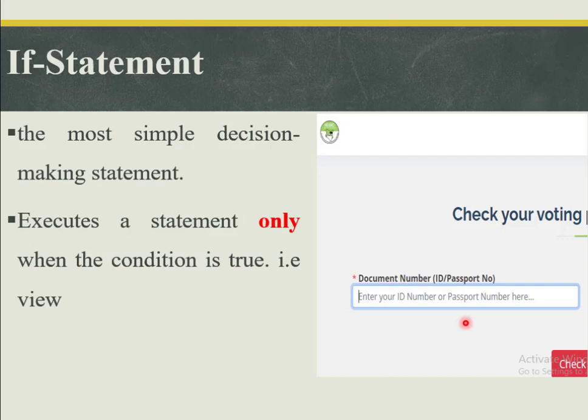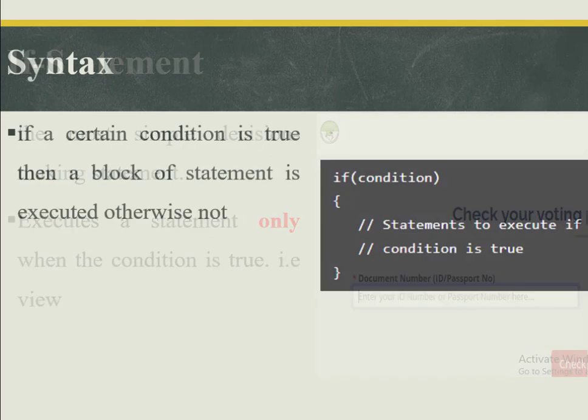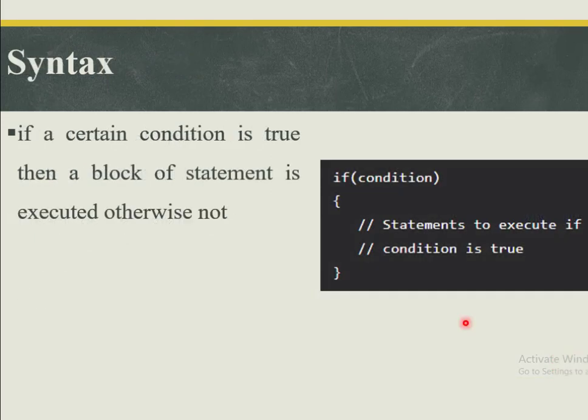So what is an if statement? It's a statement that executes only when the condition is true. When you look at the IEBC example, it means that the voter details will only be displayed when the condition, in this given case the ID or the passport number, is correct. So an if statement normally checks the condition first, and if the condition is true, it goes ahead and executes a particular statement.